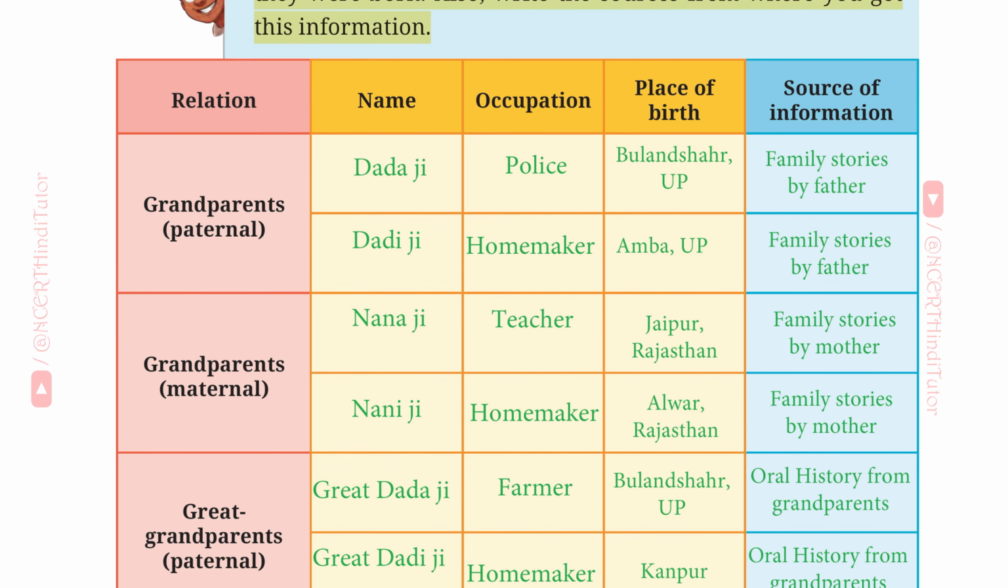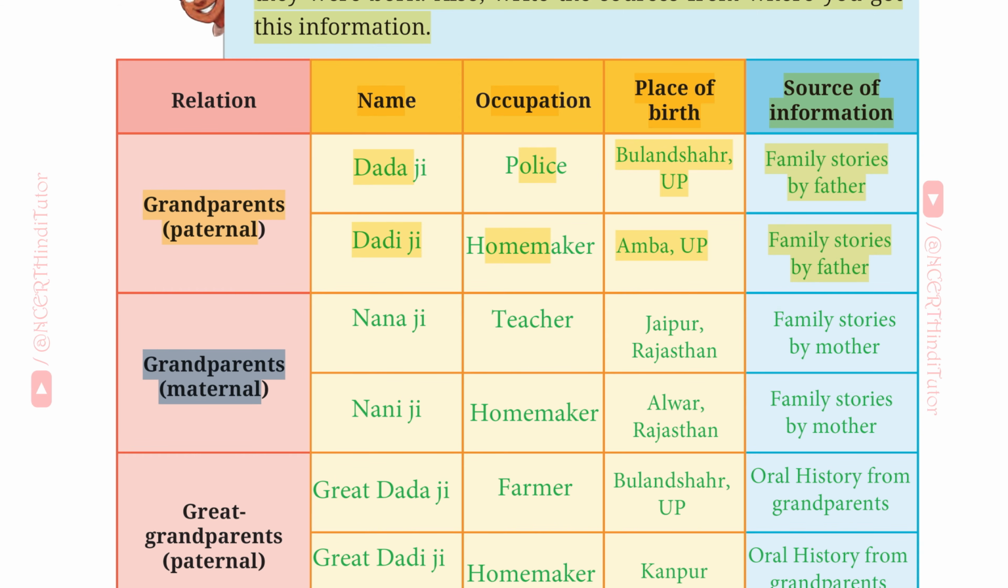So, friends, for example, you have to write in column 1 name, then second column occupation, third column place of birth, and fourth column source of information. Grandparents paternal, that is from your father's side: Dadaji, occupation police, place of birth Bulandshahr UP, source of information family stories by father. Then Dadiji, occupation homemaker, place of birth Amba UP, source of information family stories by father.